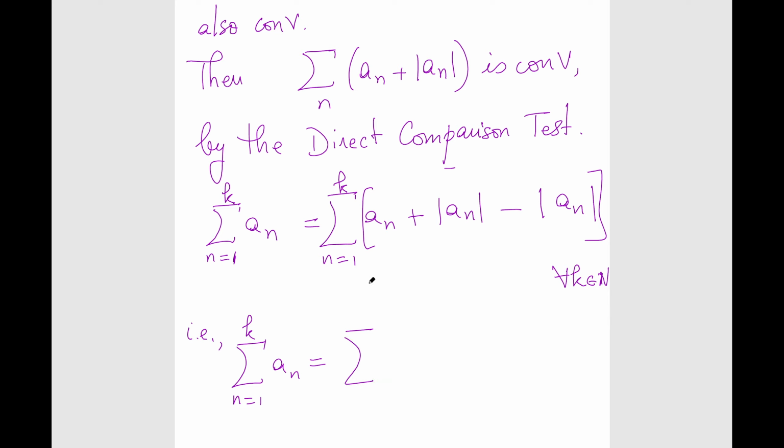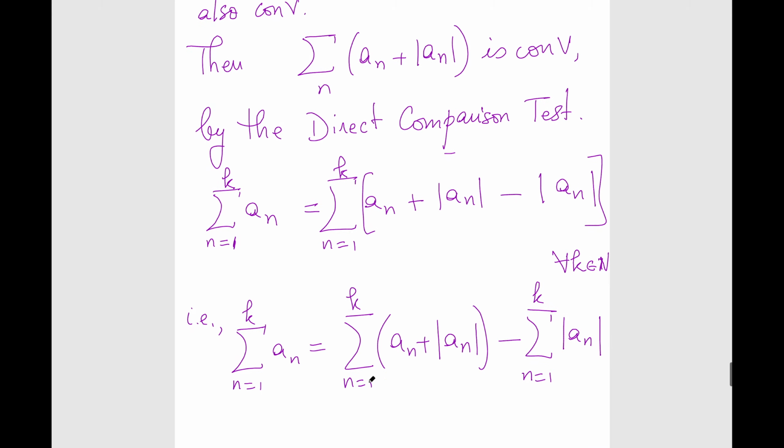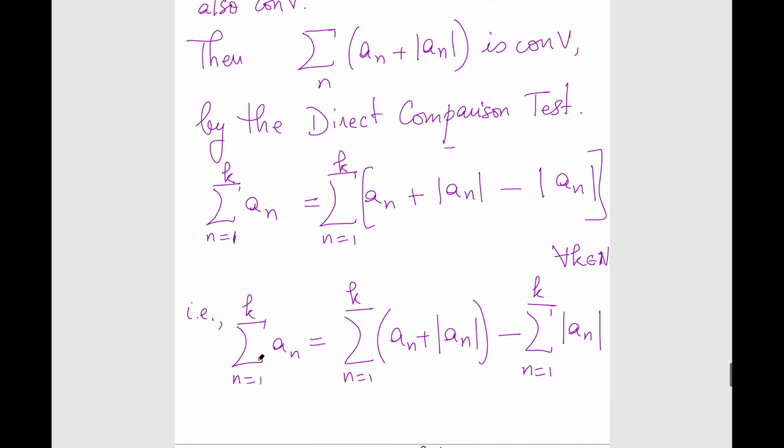is equal to, this is a finite sum. You can split the sum up from 1 to k, an plus the absolute value of an, minus sigma n goes from 1 to k, absolute value of an, right? So we split that up because it's a finite sum. You can group them the way you want, because addition is associative, right? Okay. All right, and then what? This holds for all k.